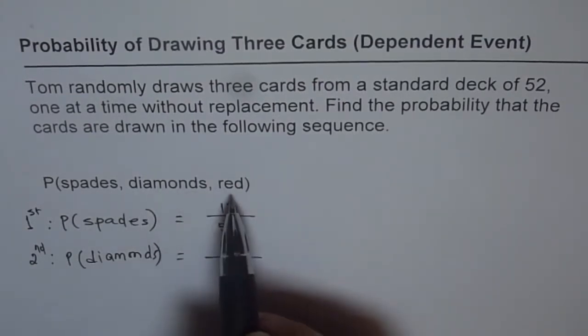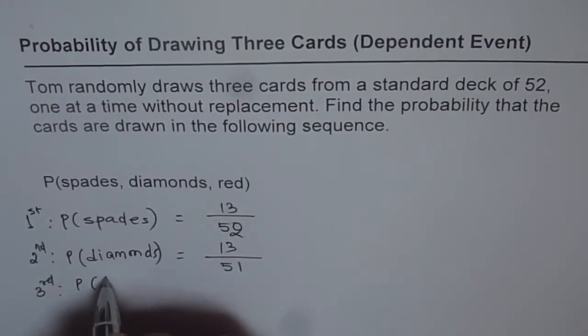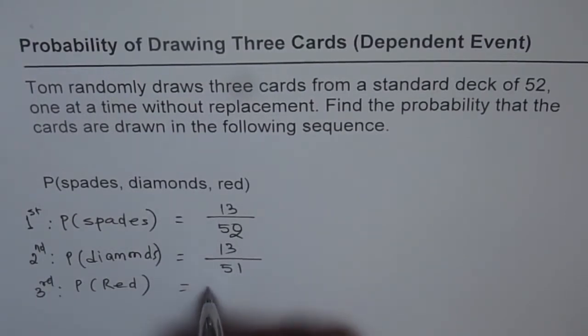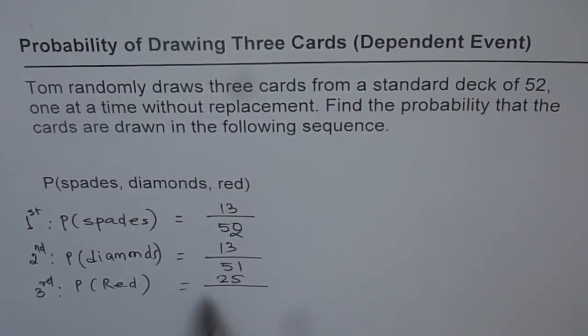Now we have to get a red card. So the third card to be drawn should be red. Red means it could be diamonds or hearts, right? So in all, we have 13 and 13 of each kind, which is 13 plus 13 is 26. But we have already drawn one diamond, so we are left with one less than 13 plus 13. Do you see that? So there are 25 red cards left. How many cards are left? One less than 51, that is 50. So that is the probability of drawing the red card now, correct?